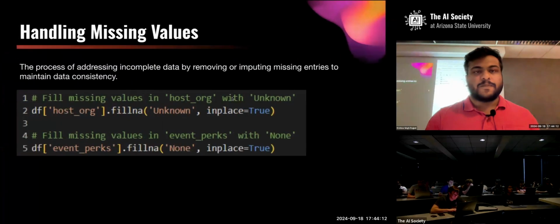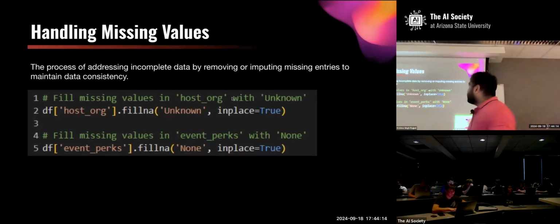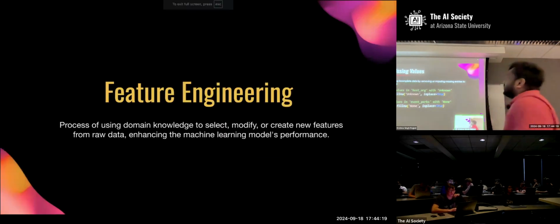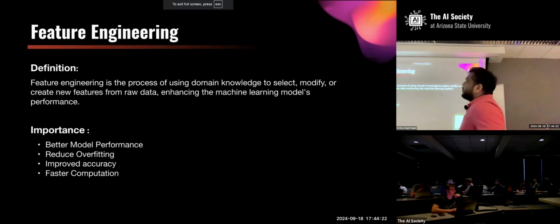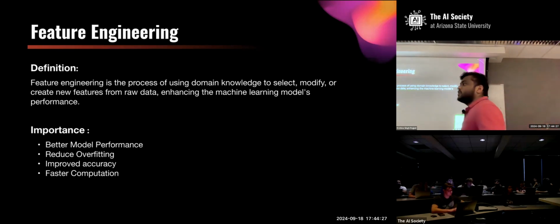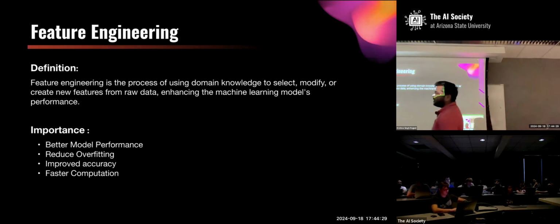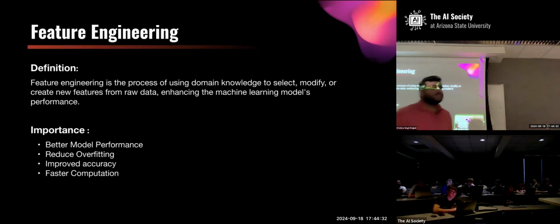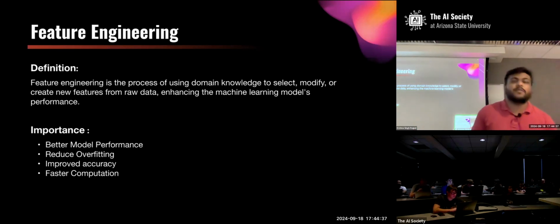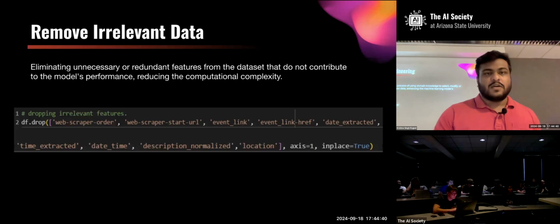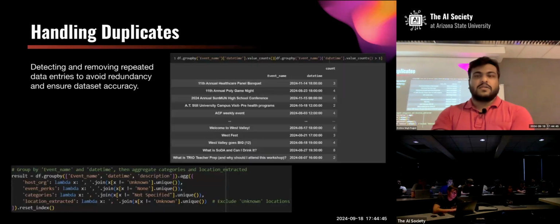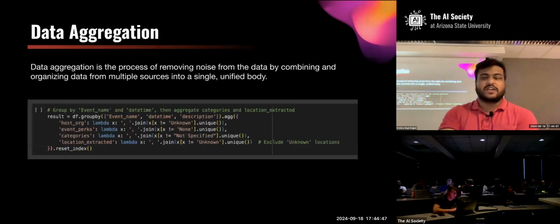All right. So we have already covered how we handle the missing values. We performed feature engineering. And why do we perform feature engineering? So that we can enhance the raw data, and our machine learning model will be able to get proper context and perform better. We removed all the irrelevant features. We handled the duplicates using data aggregation.